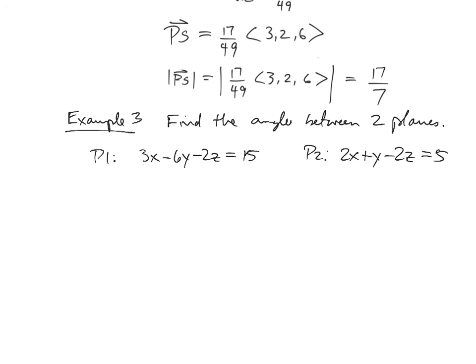Yes, it does. So we simply have to write down the normal vector for plane 1. It's just the coefficients of x, y, and z: 3, minus 6, minus 2. For plane 2, the coefficients are 2, 1, negative 2. It's that easy. Nothing magical about it.